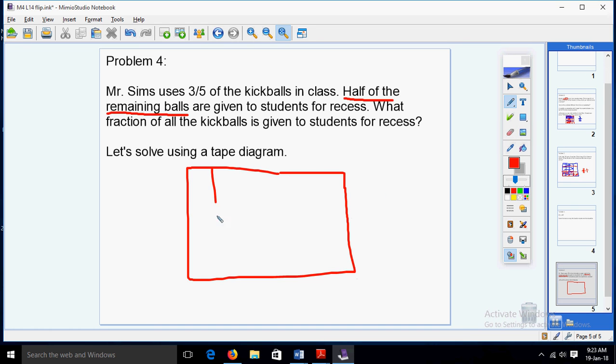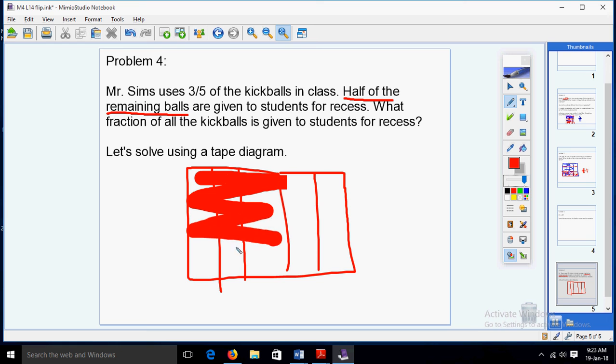Let's show 1, 2, it doesn't have to be perfect, 3, 4, 5. And we're going to shade in, let me go really big, 3. Oh, this is so much easier. So shade in 3/5.